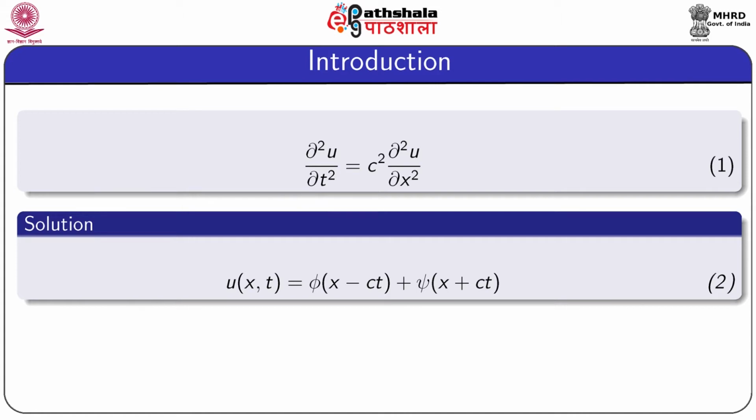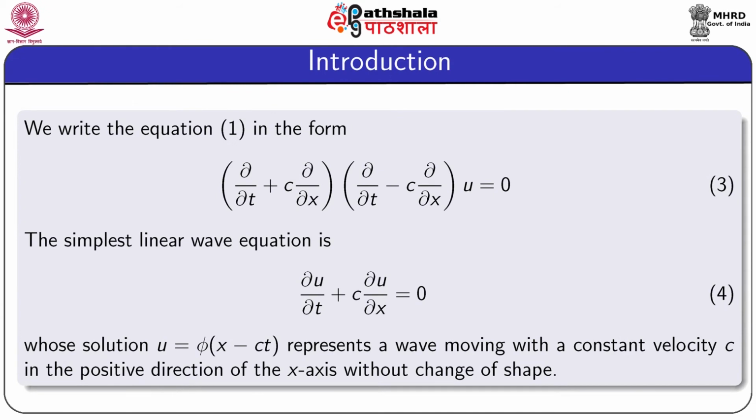The function φ denotes a wave which is propagating in the positive direction of the x axis, whereas the function ψ denotes a wave which is propagating in the negative direction of the x axis. Now we write equation 1 in the form given in equation number 3. We factorize the operator as (∂/∂t + c ∂/∂x)(∂/∂t − c ∂/∂x)u = 0.